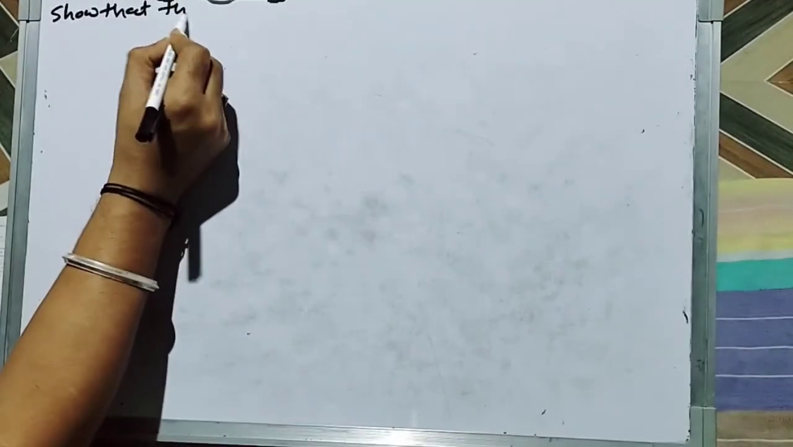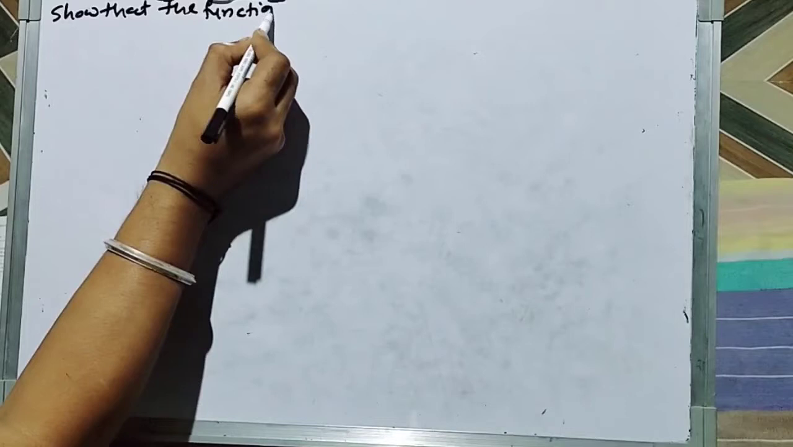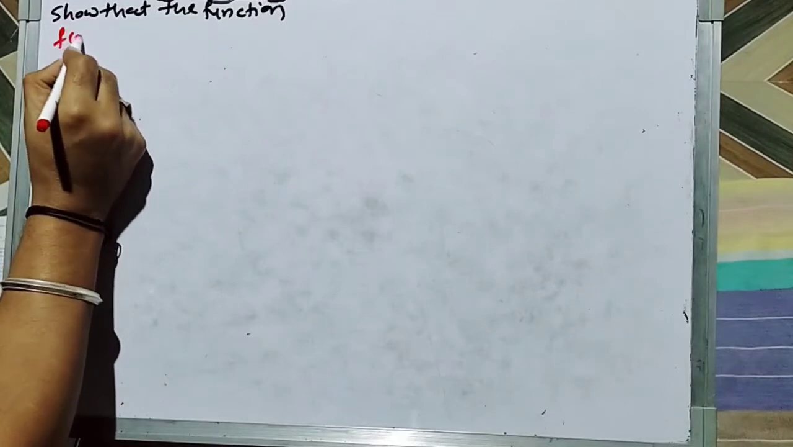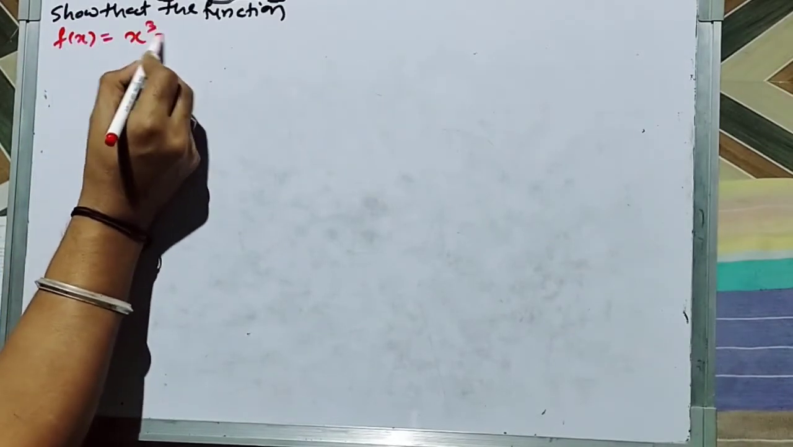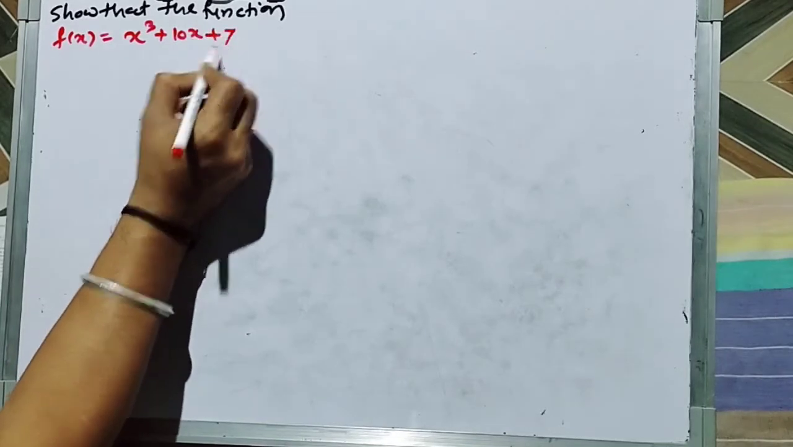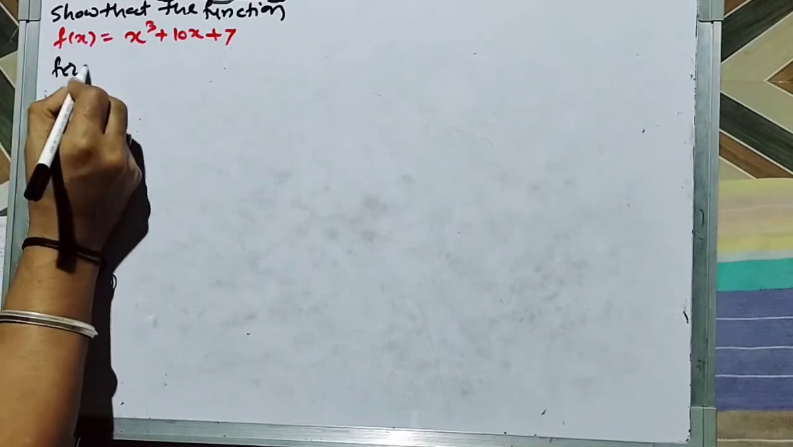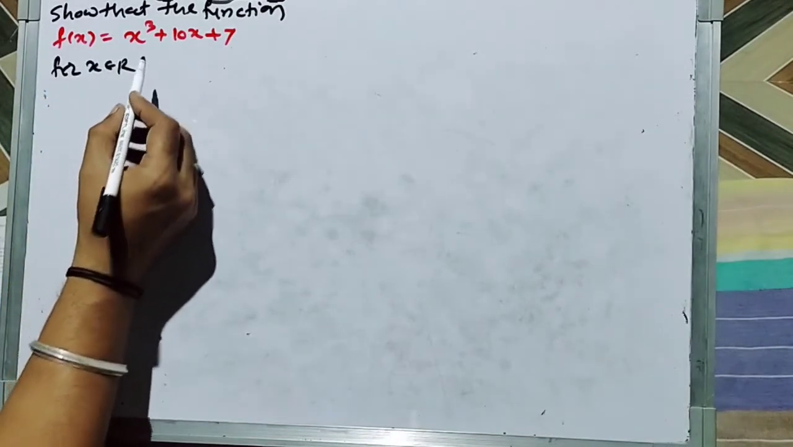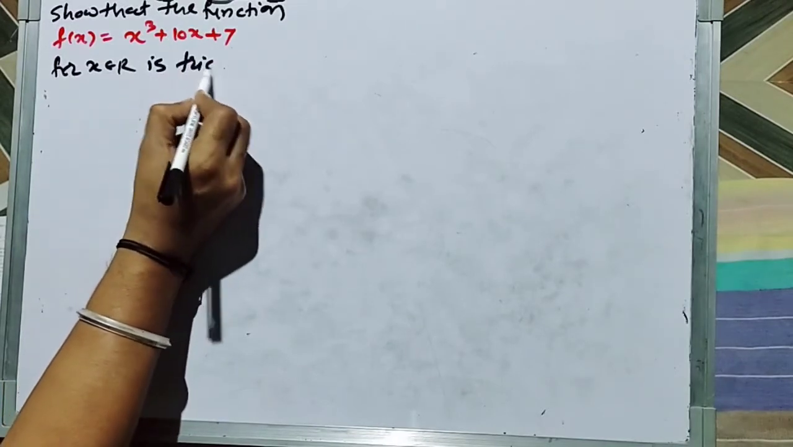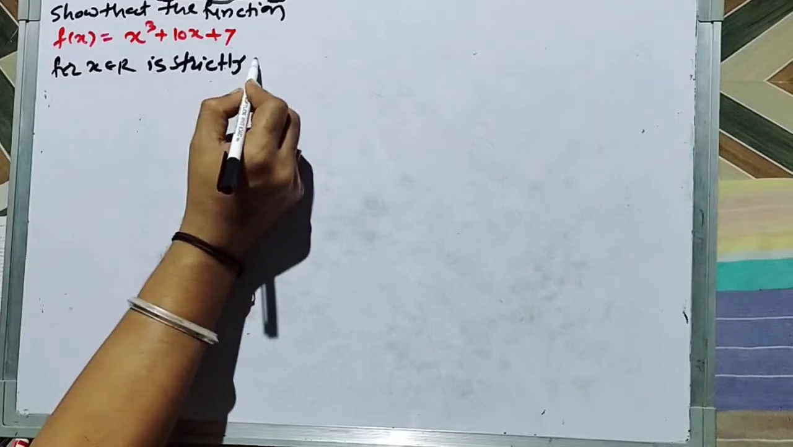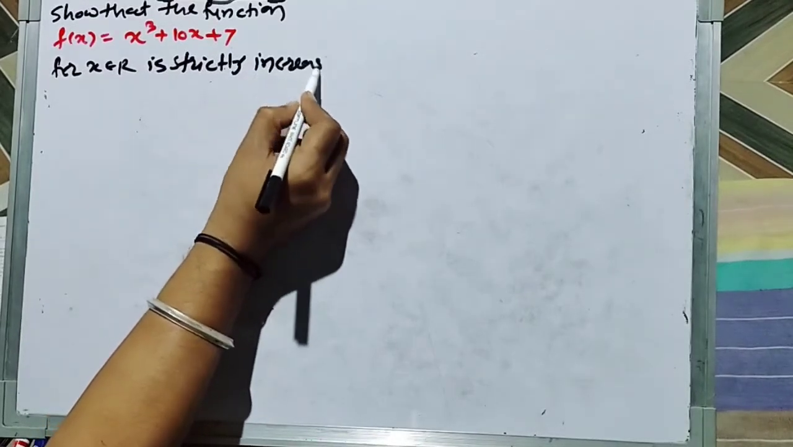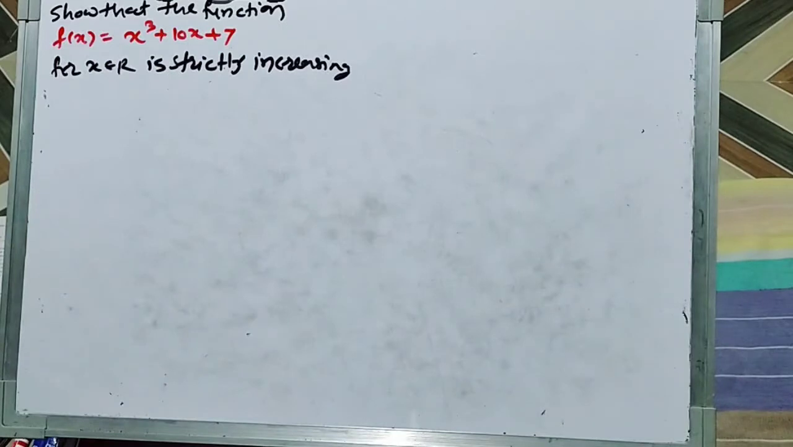Now consider the example. Show that the function f(x) = x cube plus 10x plus 7, for x belonging to the set of real numbers, is strictly increasing. Strictly means monotonically increasing function.